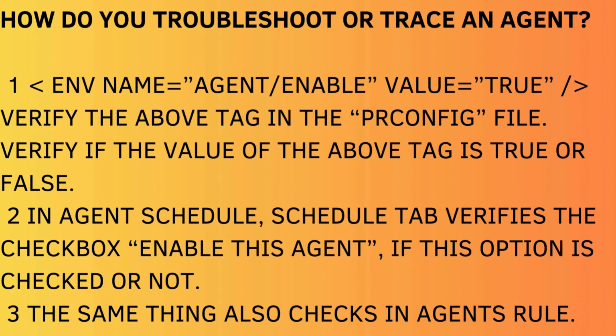How do you troubleshoot or trace an agent? 1. Check env name equals agent / enable value equals true in the prconfig file. Verify whether the value of the above tag is true or false. 2. In the agent schedule, on the schedule tab, verify whether the checkbox Enable this agent is checked or not. 3. The same thing also applies to an agent's rule.